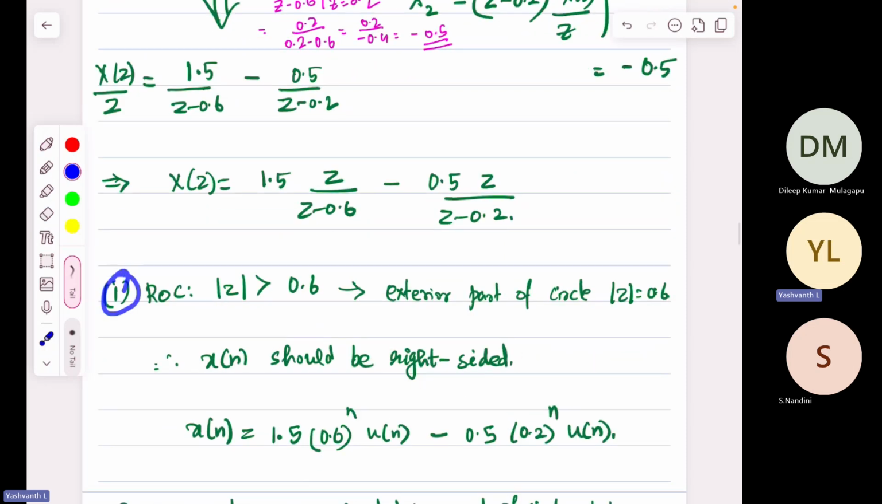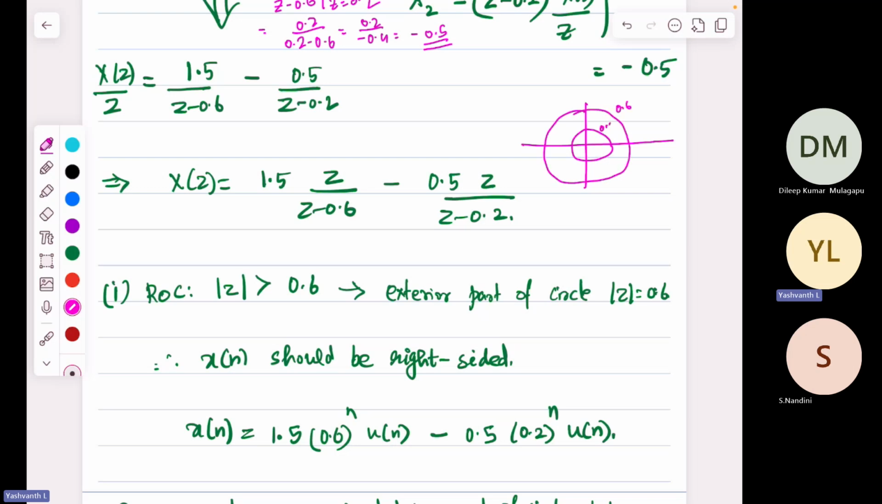Part A. When the ROC is such that |z| is greater than 0.6. Okay, what does this mean? This means that you are considering the exterior part of the circle |z| equal to 0.6. Right? That means, what are the two poles? The two poles are nothing but z equal to 0.6 and 0.2. Let's say the z equal to 0.2 circle is this and the z equal to 0.6 circle is this. This is for 0.6 radius, this is for 0.2 radius. And what I'm saying is that the ROC lies outside. That is, this is my ROC.